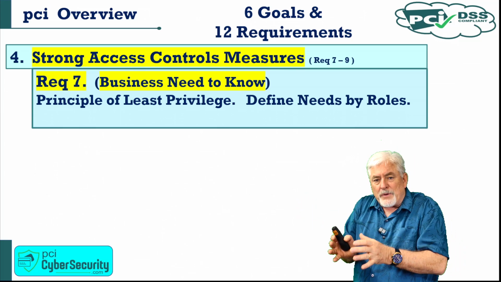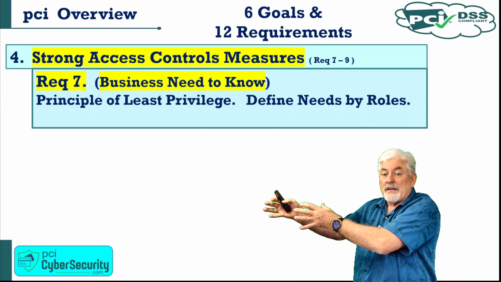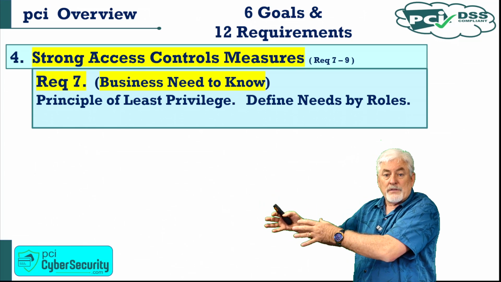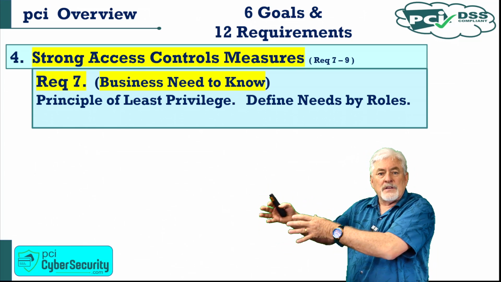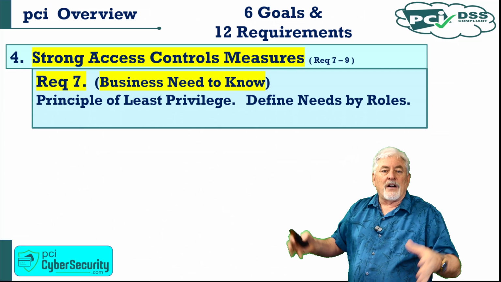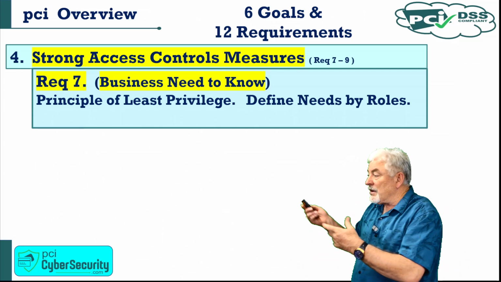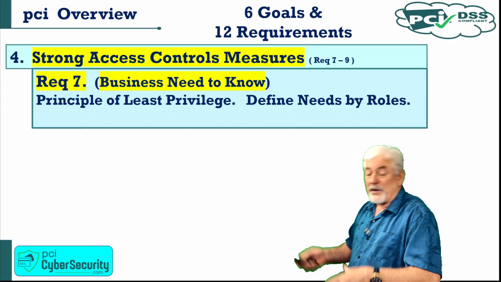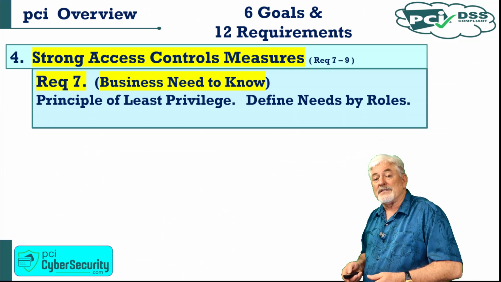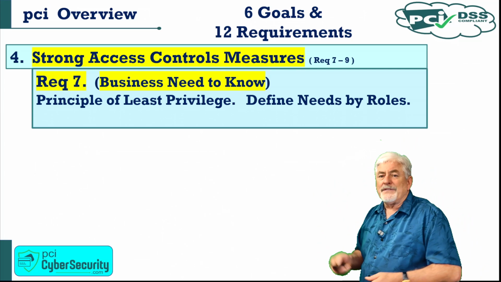The fewer people that can modify the network, the routers, the firewalls, the fewer odds are that somebody is going to get disgruntled and change them, or just mess something up and cause a vulnerability. So we need to define those roles.